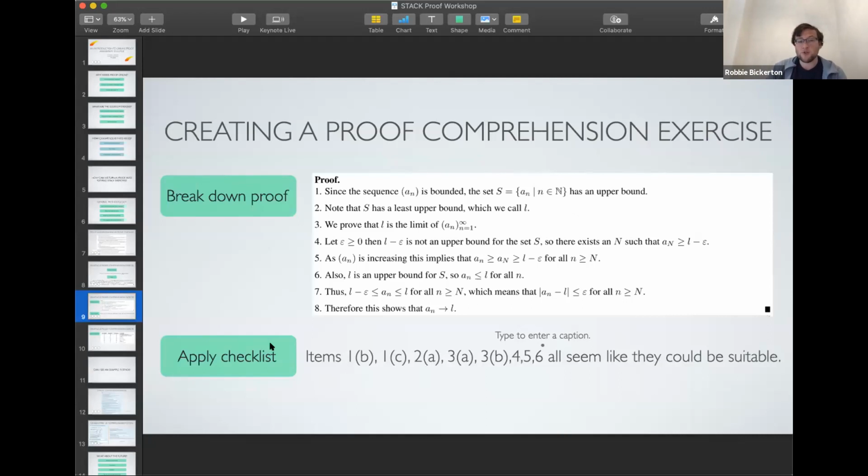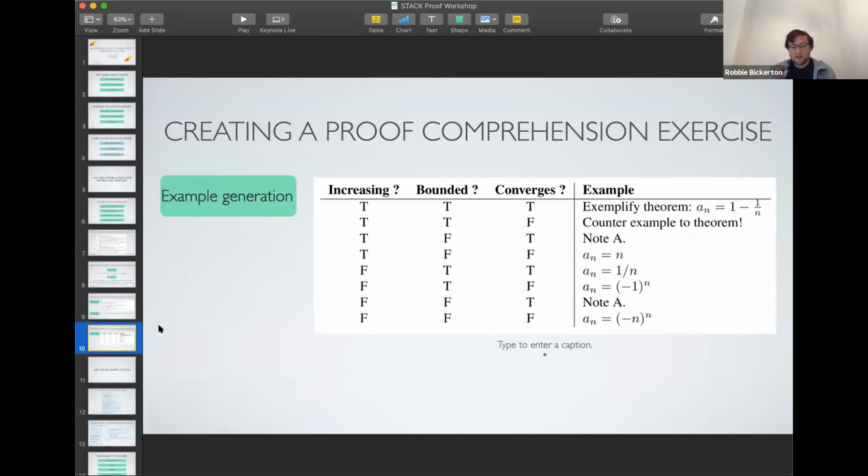The next step was to apply our checklist. So again, you don't need to remember specifically what these numbers are at this point, but just note that I didn't use every item of the checklist. So for example, 7 and 8 didn't seem appropriate for this question. Now, the advantage of the proof that we chose here is that it has several definitions at play. The idea of an increasing sequence, the idea of a bounded sequence, and the idea of convergence.